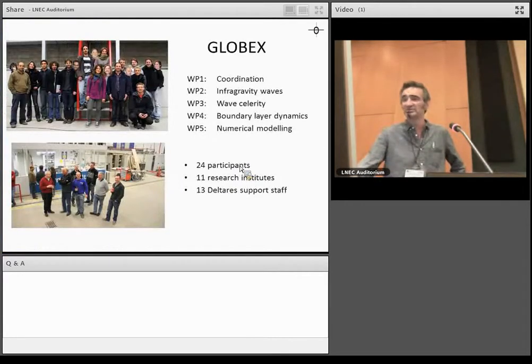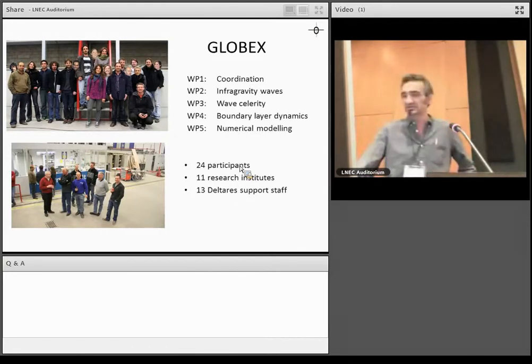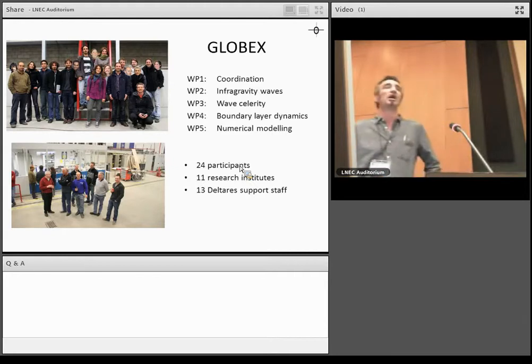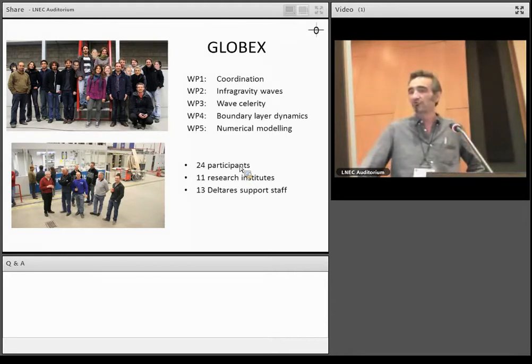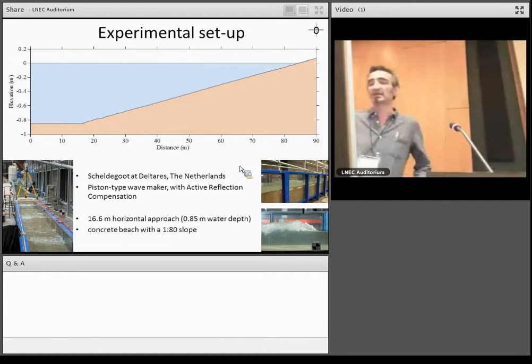So the experimental setup, as I said, a 1 to 80 concrete beach slope. It was done in the Scheldt flume at Deltares in Delft in the Netherlands. The waves were generated with a piston type wavemaker with active reflection compensation, so as to absorb any potential long wave coming from the beach. The horizontal section before the slope was 16.6 meters, and the water depth there was 85 centimeters.